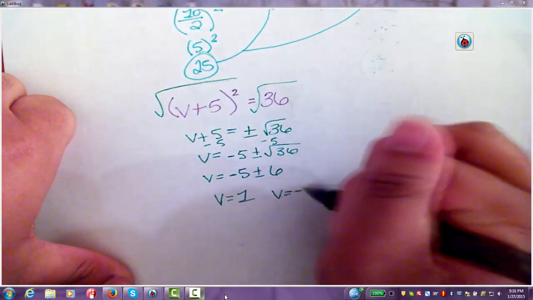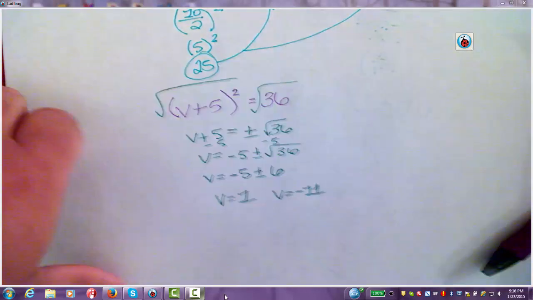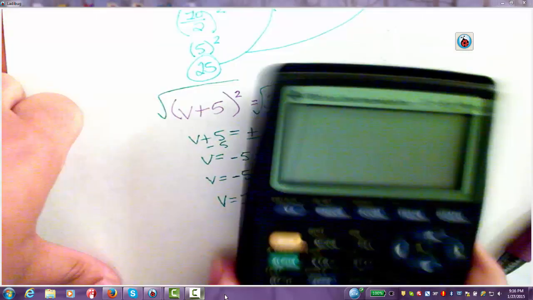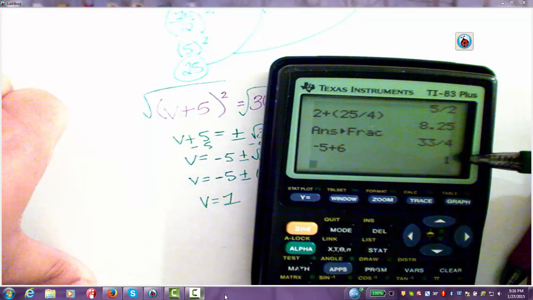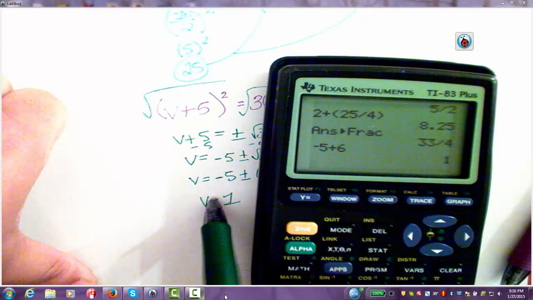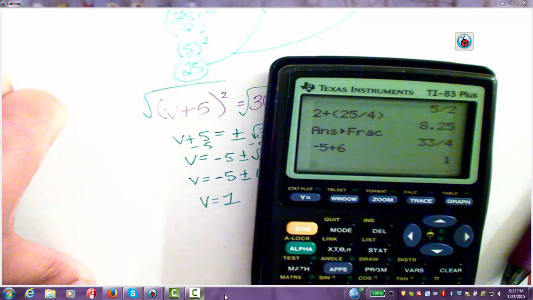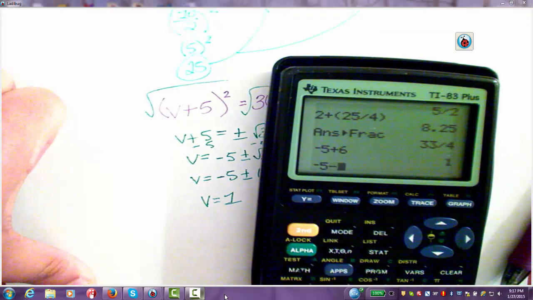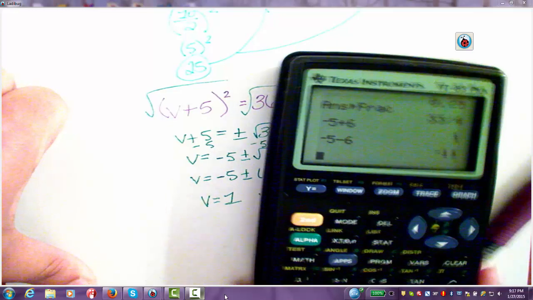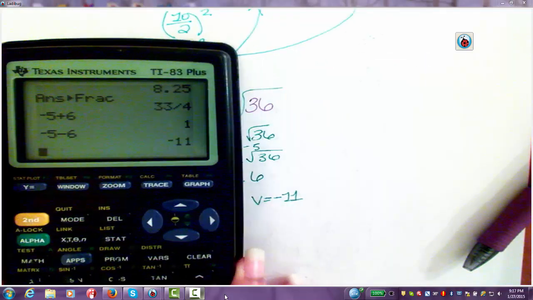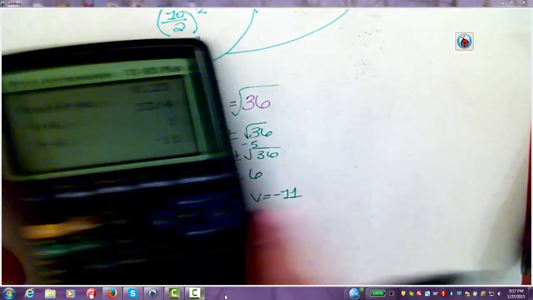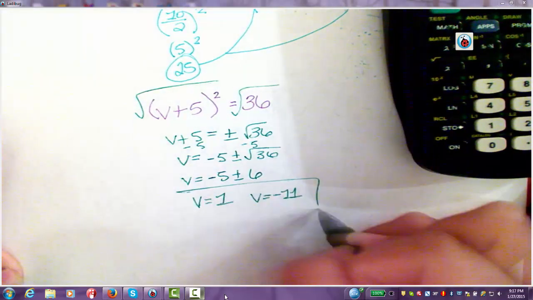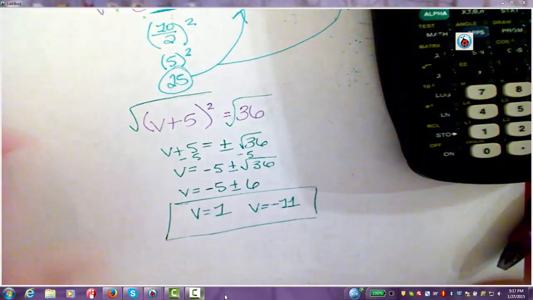And we can check this in the calculator if your mental math isn't all that good. So negative 5 plus 6, we get 1. So v equals 1. So we were right on that one. And then negative 5 minus 6, and we get negative 11. And here we have v equals negative 11. So we're good here too. So these are the solutions to our problem of v squared plus 10x equals 11.